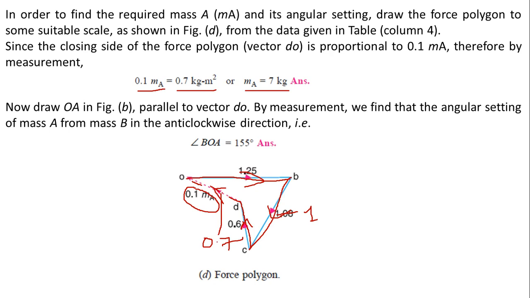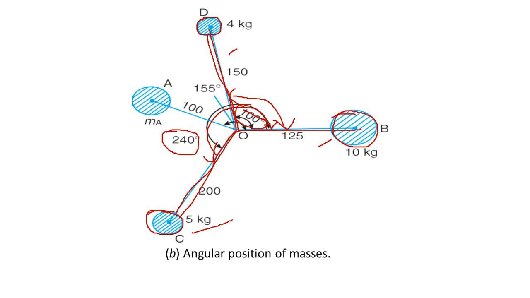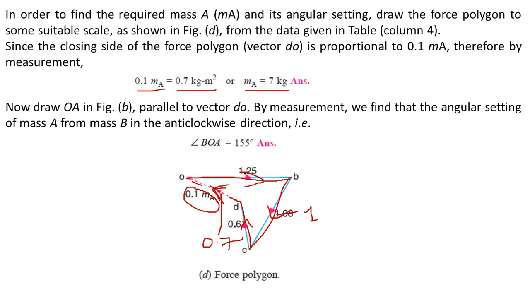Okay, so once you get the mass as 7 kg, you can also find out the angular position. So just trace this in the space diagram, angular position. Tracing this, you get the angle for A, so you get OA now. So this is the mass Ma, and also the angle which is measured from B to O to A, that is 155 degrees. So by measurement you get angle BOA as 155 degrees, from the first polygon. So in this problem we can see that whenever no angle is given, you can still calculate and solve the problem like this.